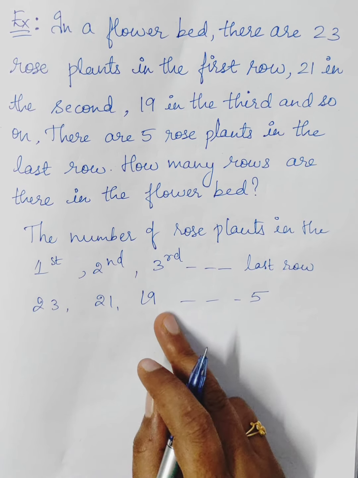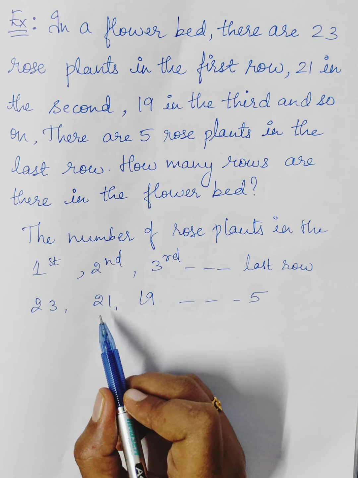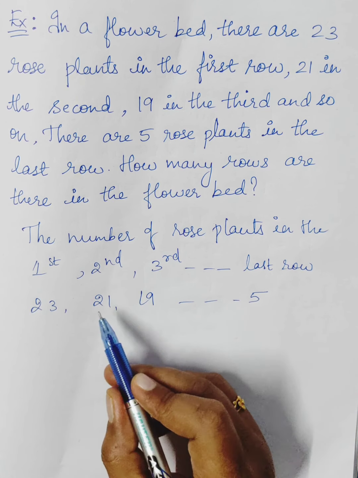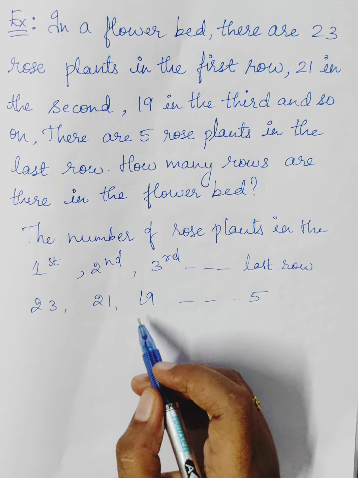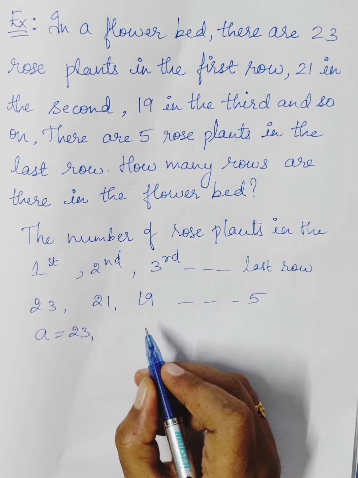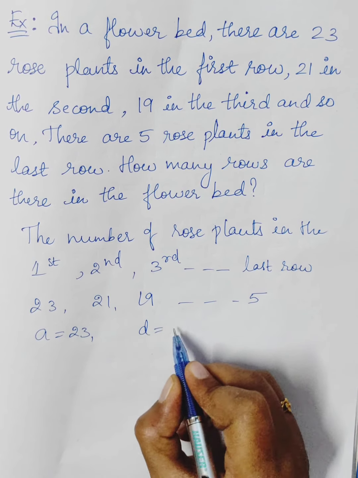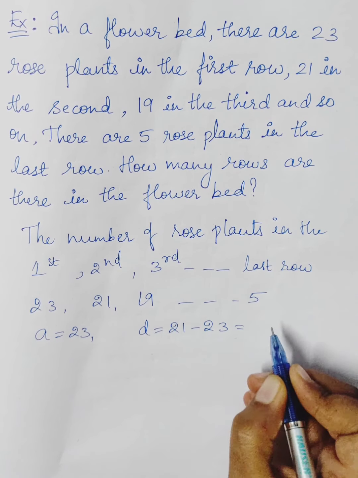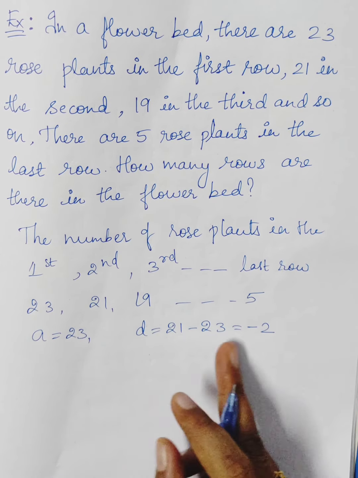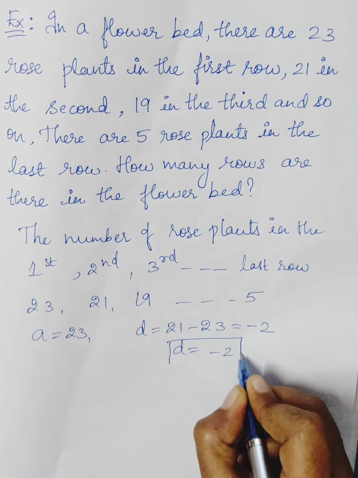First of all we have to say whether it is an AP or not. You can see here 23 minus 2 is 21, 21 minus 2 is 19. So every time the difference is 2. So it is an AP. The first term will be 23. Then the common difference is A2 minus A1, which is 21 minus 23. So you get minus 2. So common difference D is equal to minus 2.